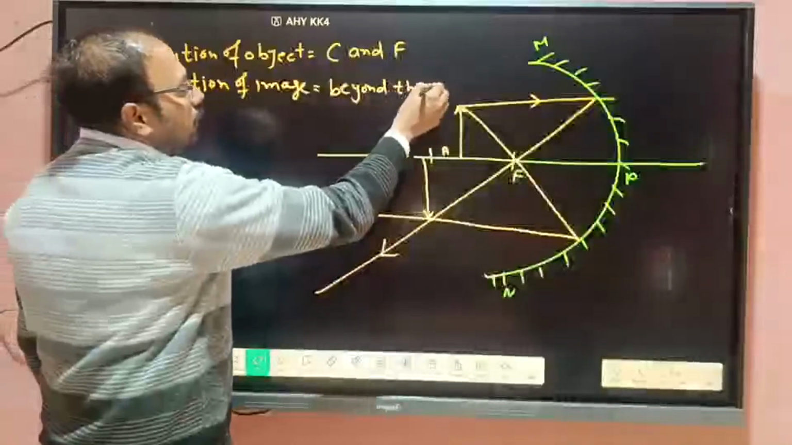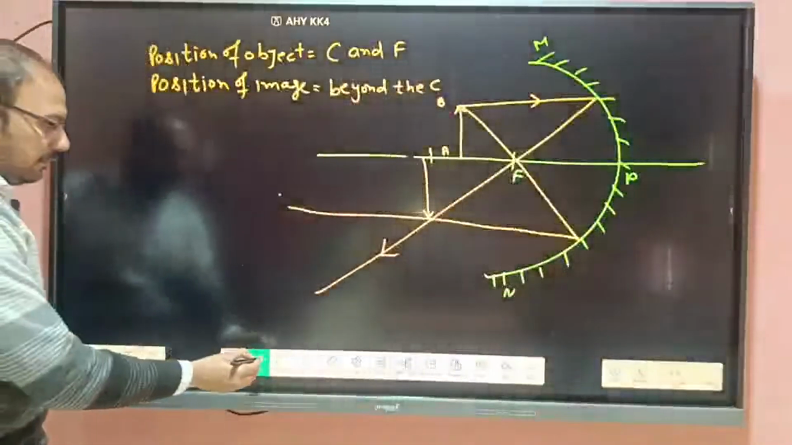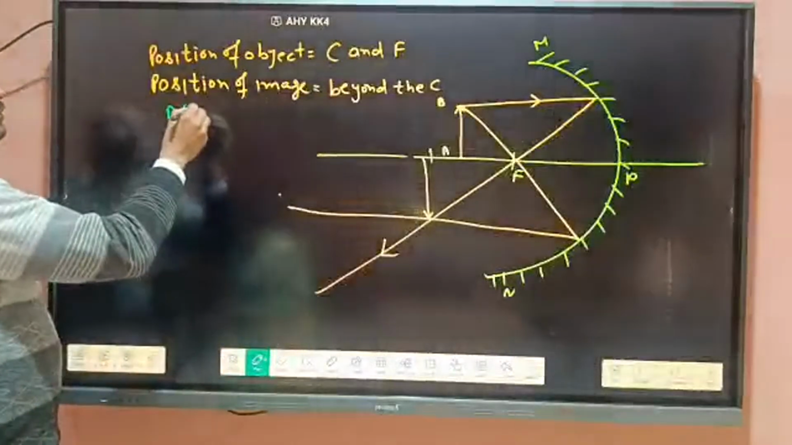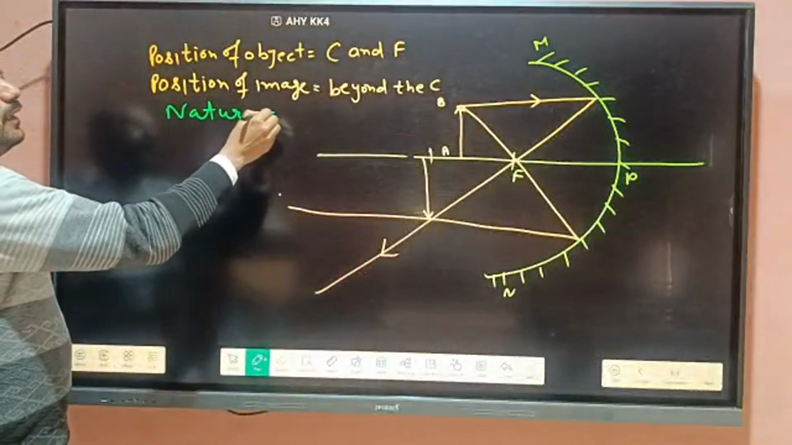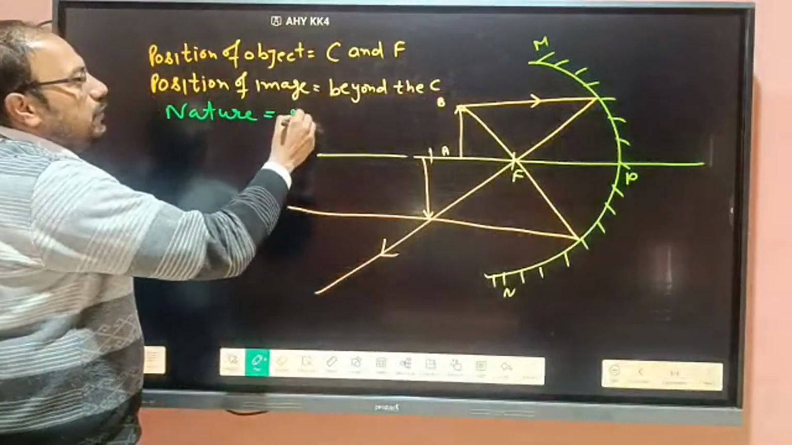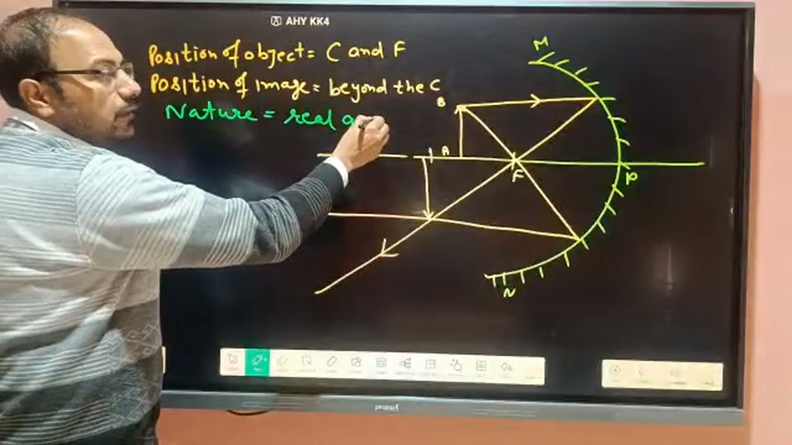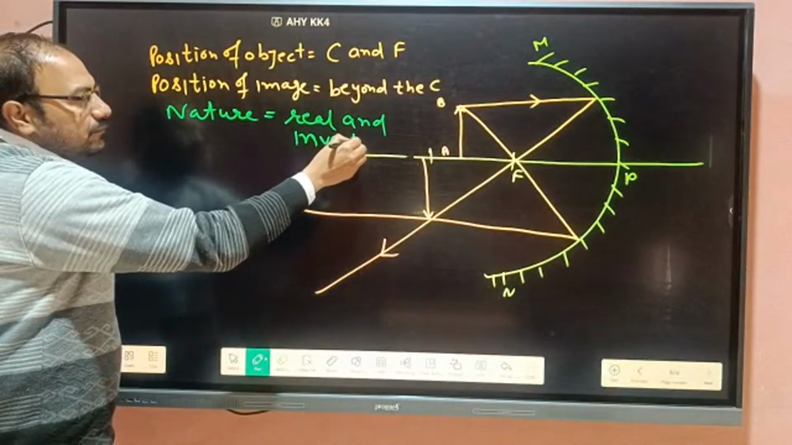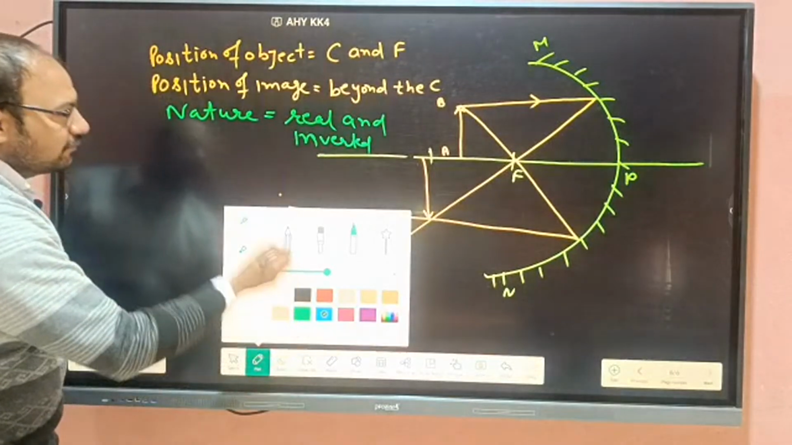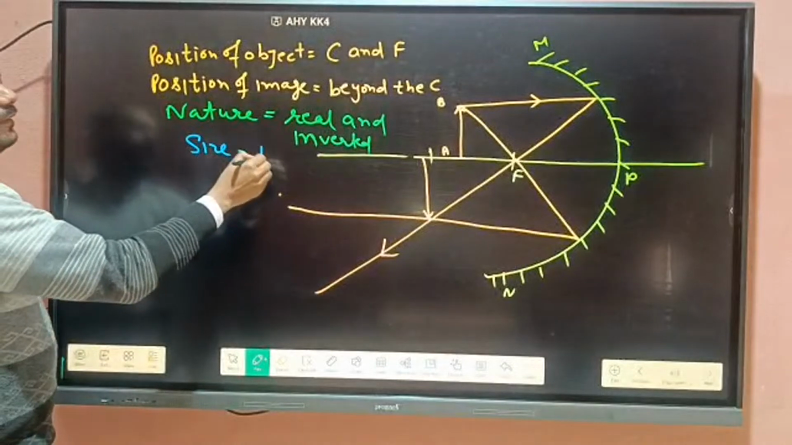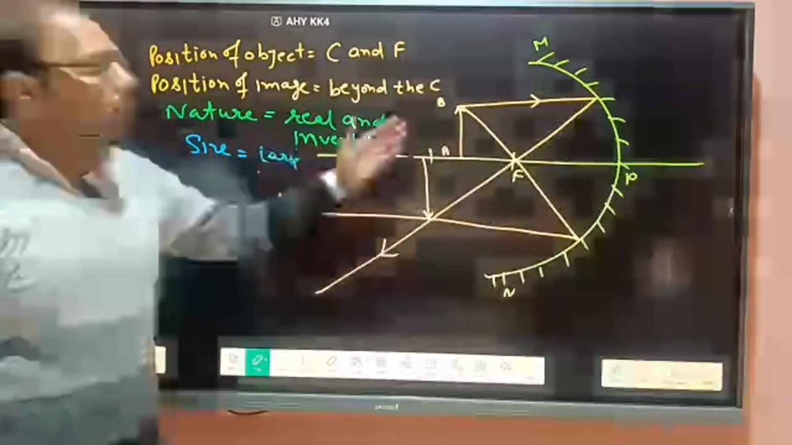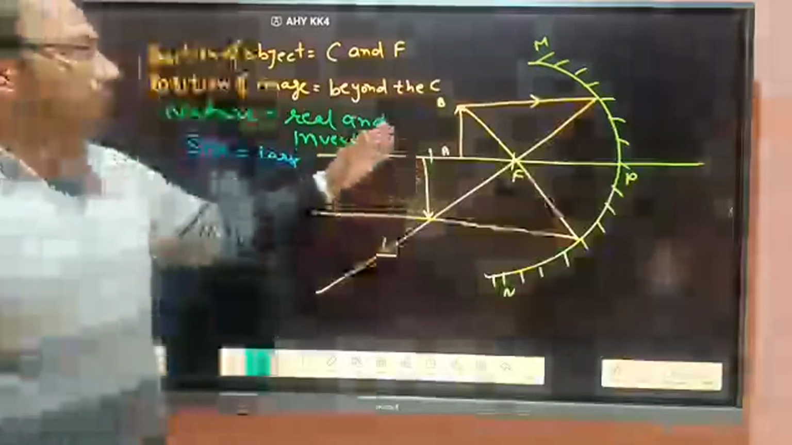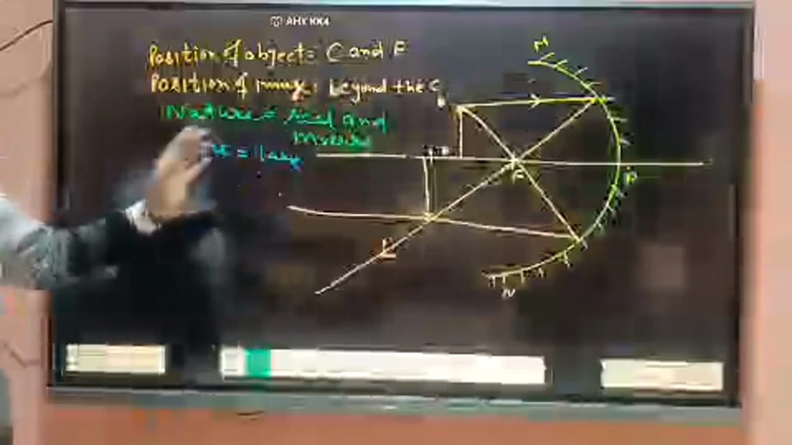And the third one is nature. What is the nature here? The nature is real and inverted. And the last one is size. The size is large. So this is the image formed by the concave mirror when we put the object between C and F: beyond C, real and inverted, and large. The next case will be in the next lecture. Thank you very much.